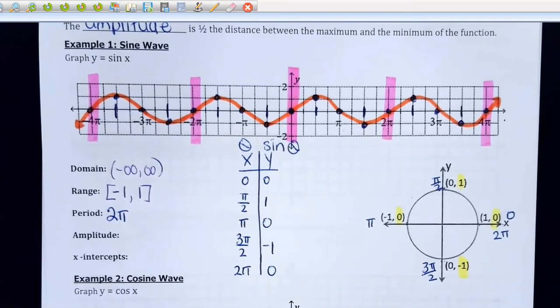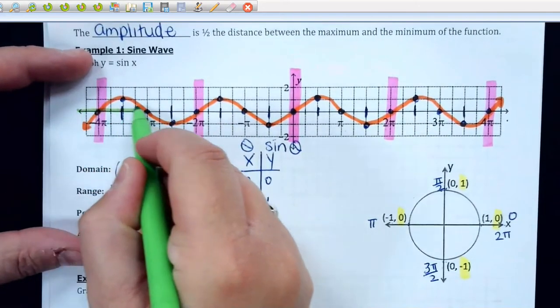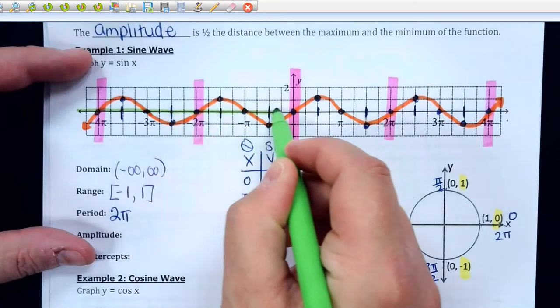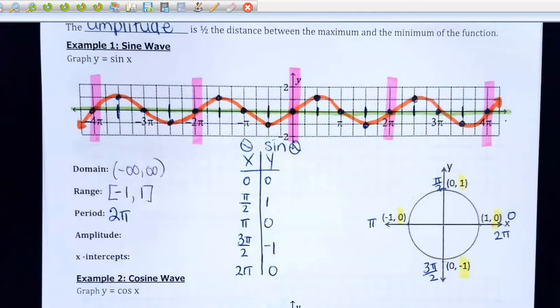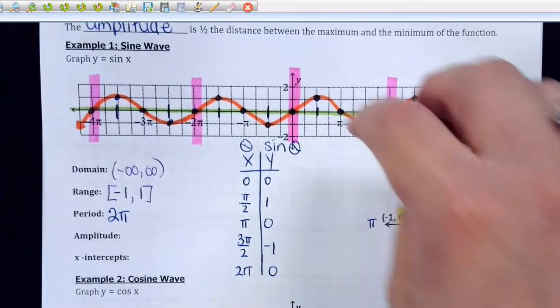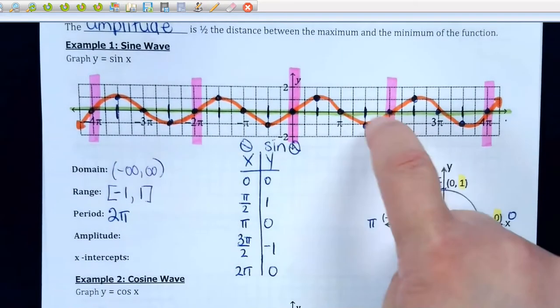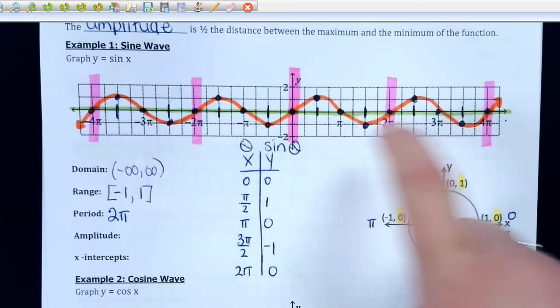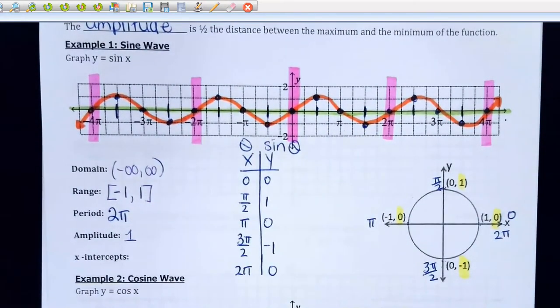Now the amplitude, and I'm going to grab a highlighter here real quick. So the very middle of these waves, sometimes called the midline, it would just be the x-axis for this graph, but the amplitude is just the height above that midline, or below. So this goes up 1. If I go down, the wave goes down 1. So the amplitude is just going to be a distance of 1.